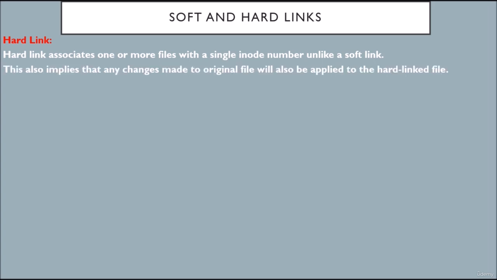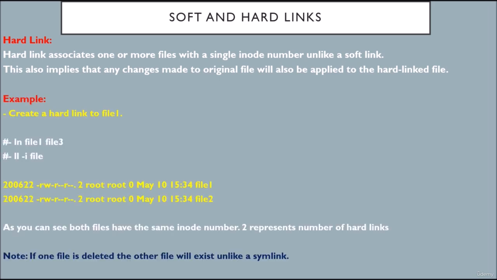Now let's look at a hard link. A hard link associates one or more files with a single inode number, unlike a soft link. This also implies that any changes made to the original file will also be applied to the hard linked file. For example, to create a hard link to a file, you just type in ln and then the file name and then the name of the shortcut, or the hard link, that you're creating.